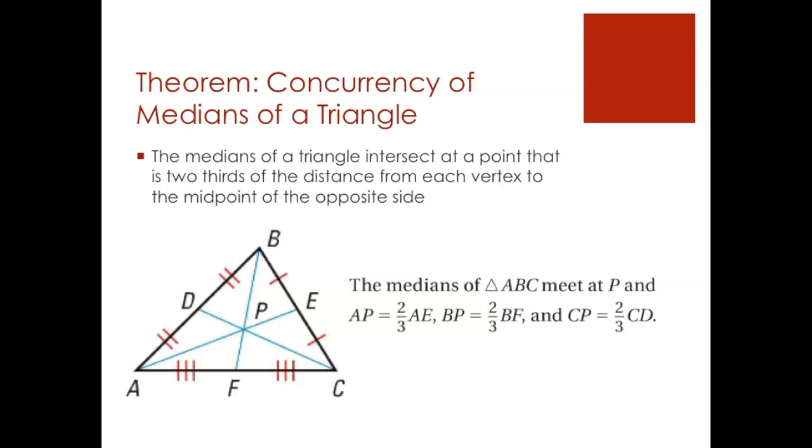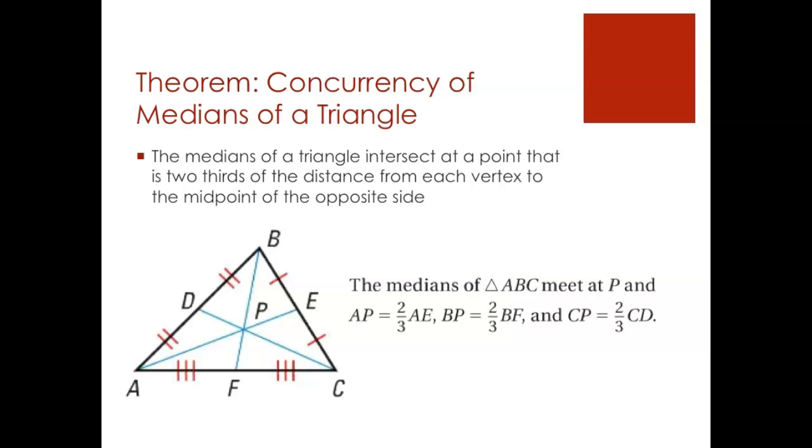So AP is equal to 2/3 of AE, BP is equal to 2/3 of BF, and CP is 2/3 of CD. So it's always the portion of the median that goes from the vertex to the point of concurrency. That's always going to be 2/3 of the entire median.